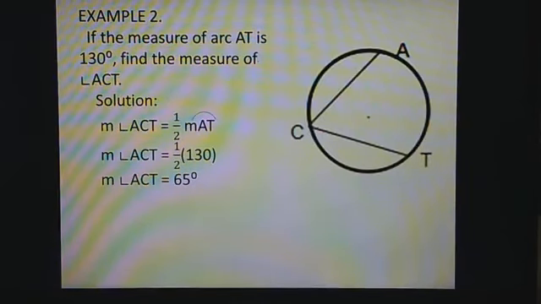Next, if the measure of arc AT, the intercepted arc of angle ACT, is 130, then angle ACT is 1/2 of the measure of arc AT. That's why we get half of the intercepted arc AT, 130, which gives us 65 degrees as the measure of the inscribed angle ACT.